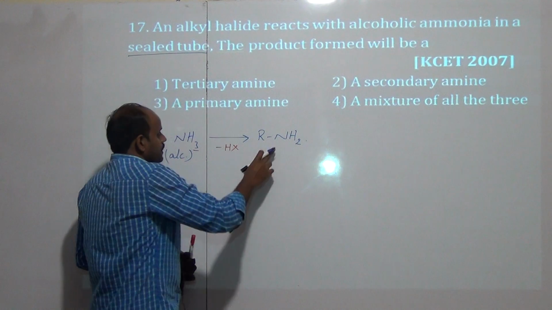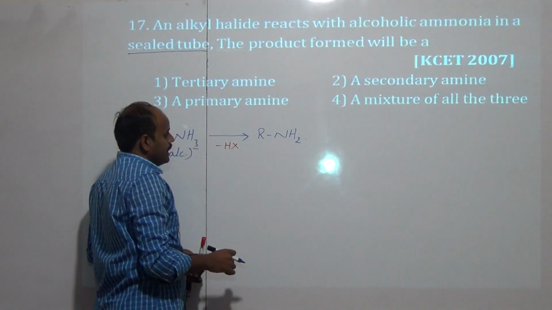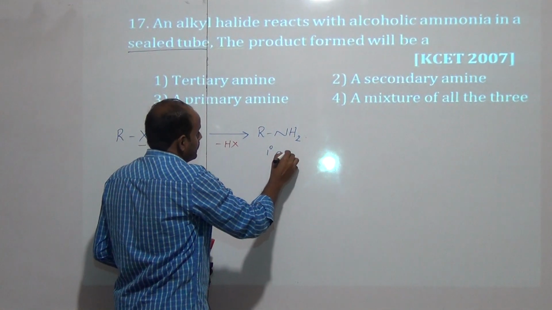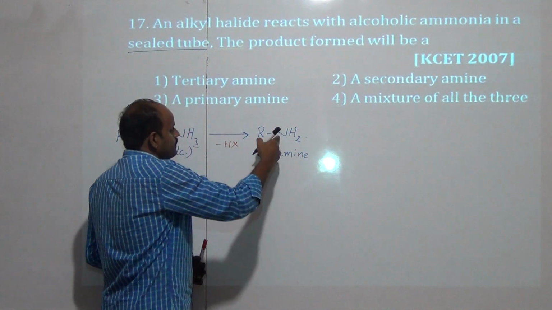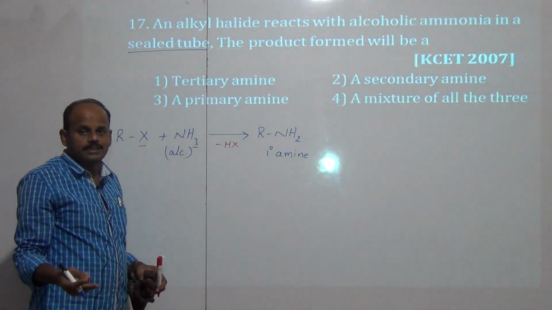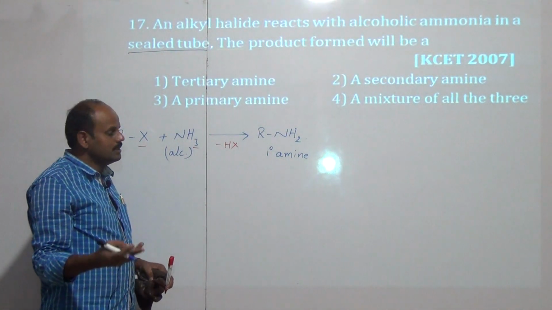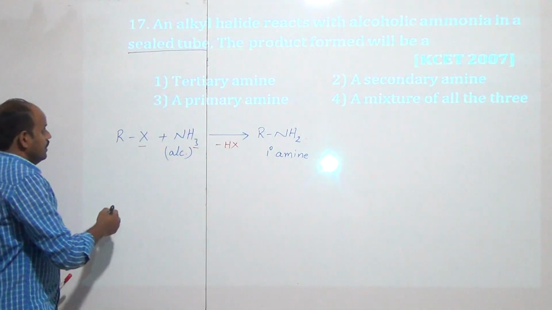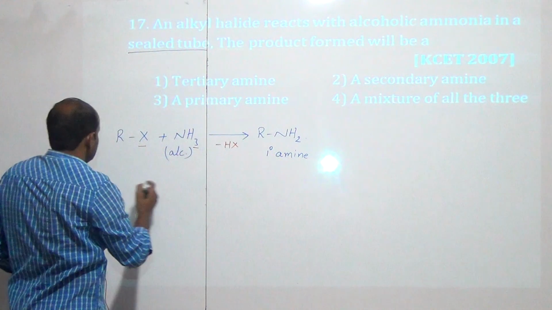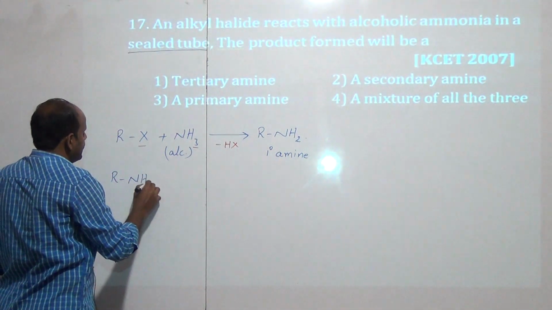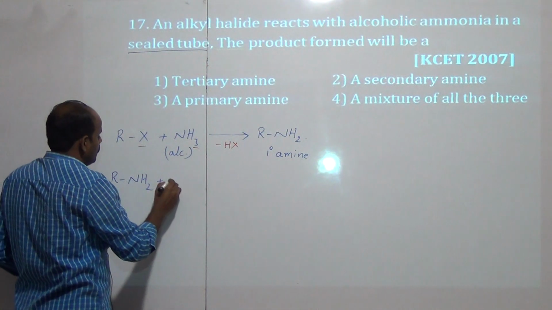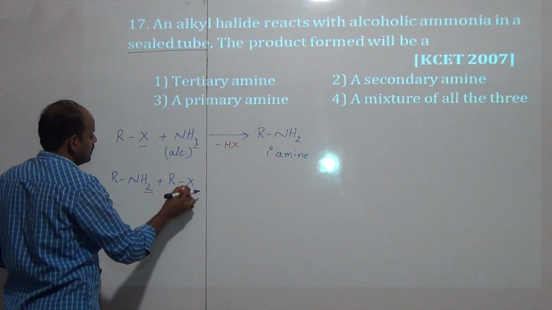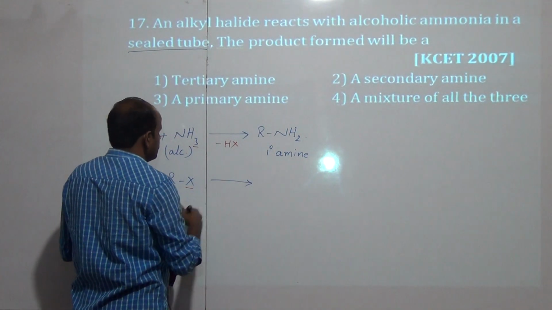Okay. Here what is meant by primary amine? If the nitrogen atom is bonded with one alkyl group, that is called a primary amine. Secondary amine means the nitrogen atom is bonded with two alkyl groups. Tertiary means the nitrogen atom is bonded with three alkyl groups or three carbons. Okay, and it is a sealed tube now. Then this primary amine again reacts with one more alkyl halide. Here alkyl halide is there now. Then here H and here X are removed as HX.